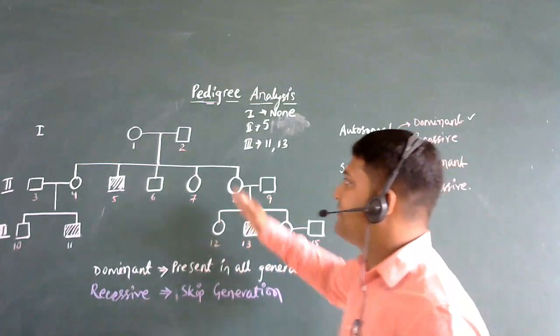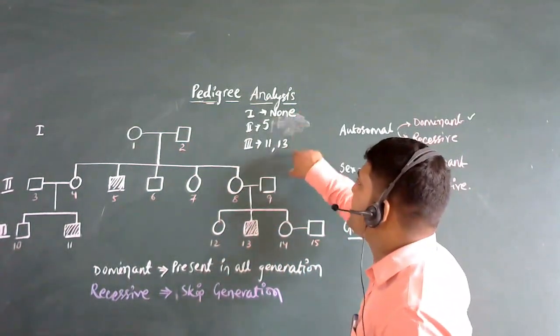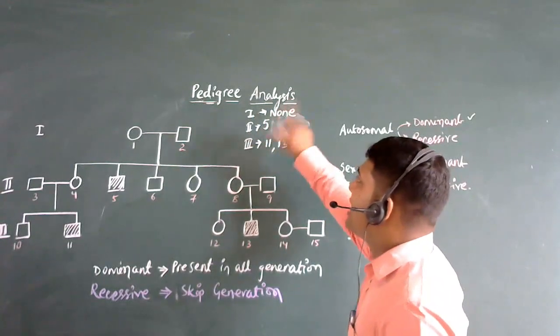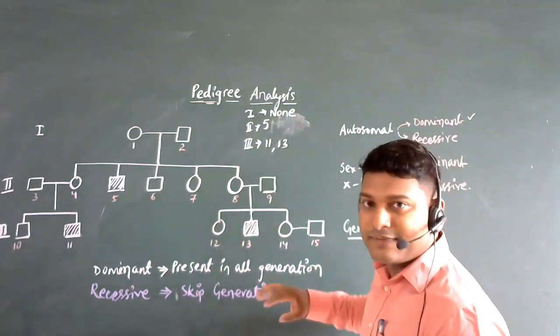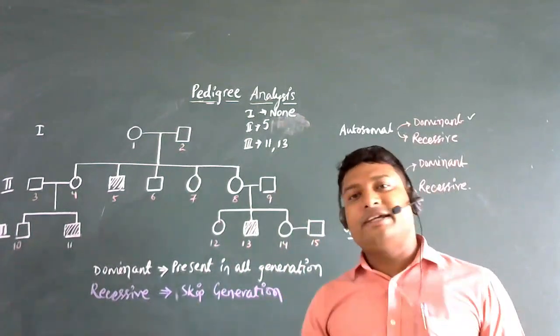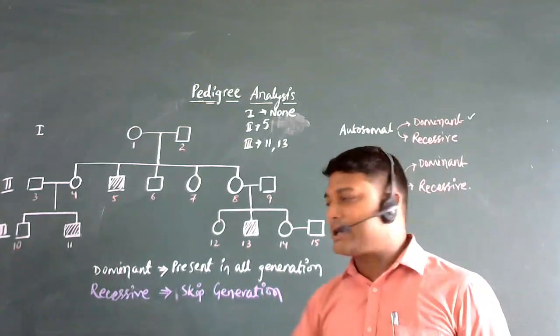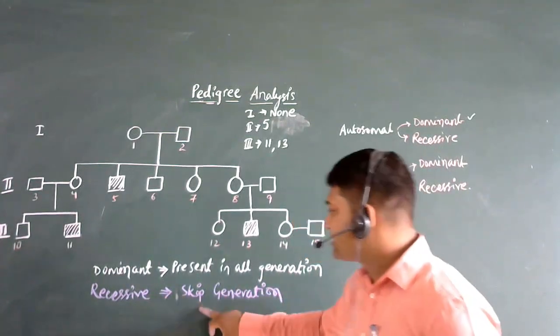An affected individual you'll find even in generation 1. That is why it is a very simple way. You put generation 1, 2, 3, and identify which individuals, if numbered, are affected. If you see that in one generation there is nobody affected, that means you go directly for the second one, which is skipping the generation.